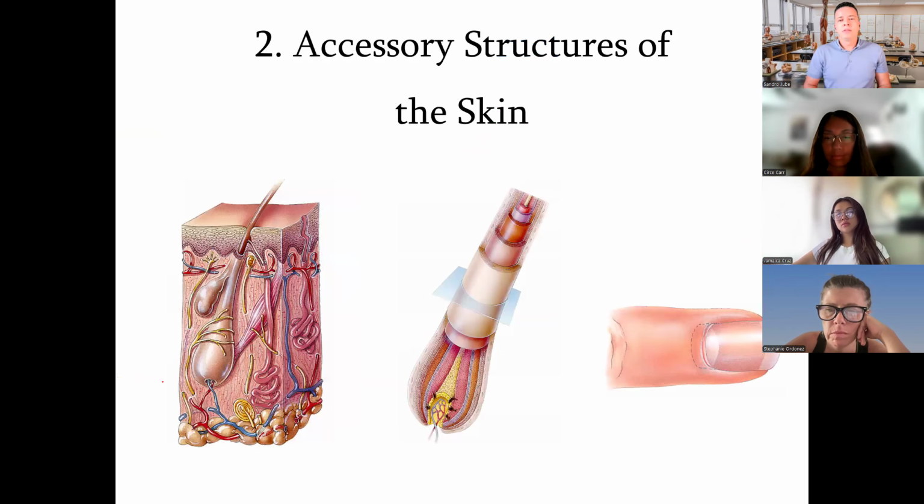Moving on, let's talk about the accessory structures of the skin. And we know that within the skin, we're going to find the cutaneous glands, we're going to find the hair follicles, we're going to find the nails. These are all accessory structures to the skin.